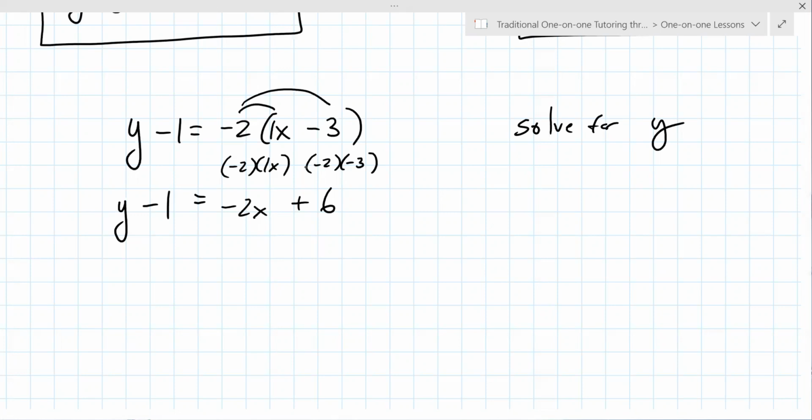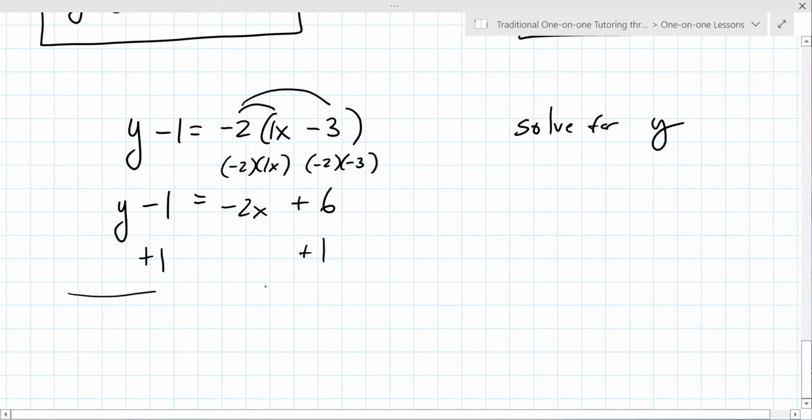All right, got it. Okay, so the next step is to add the 1 to both sides of the equation. So you get y equals -2x plus 7. Why do you add the 1? You want to solve for y. You want to get y by itself. Okay, you want to undo anything on the left side of the equation.